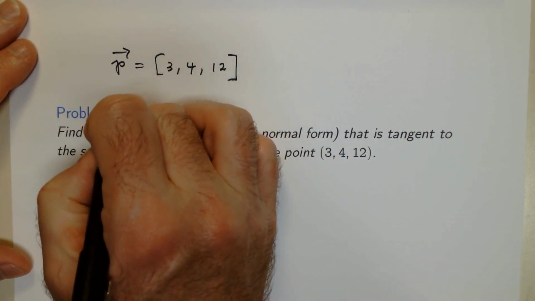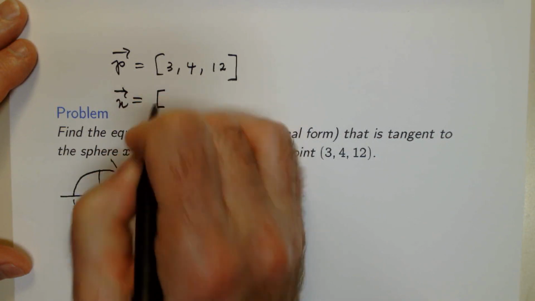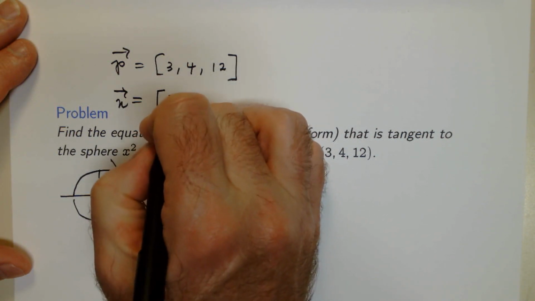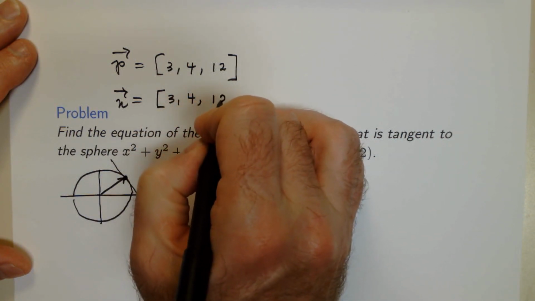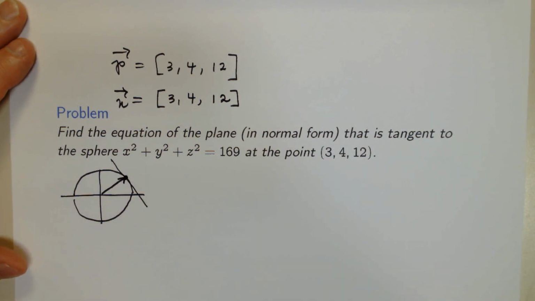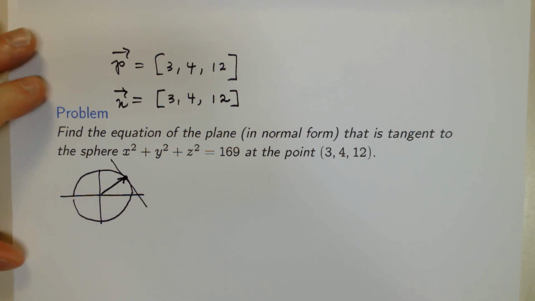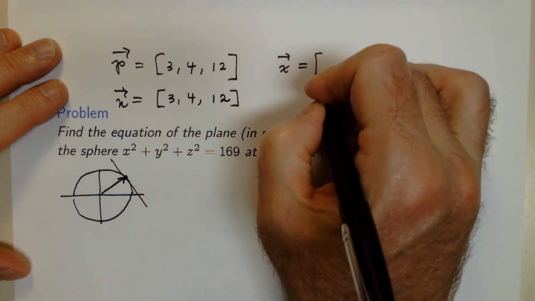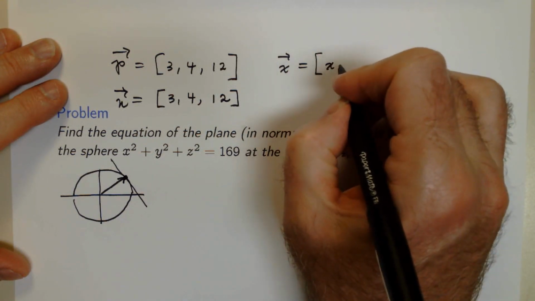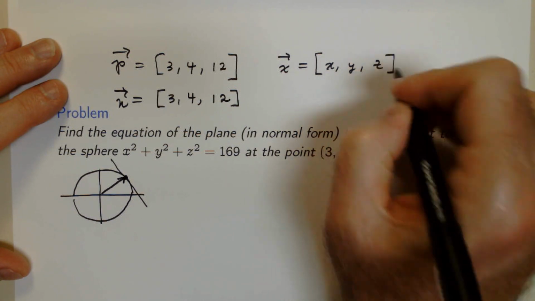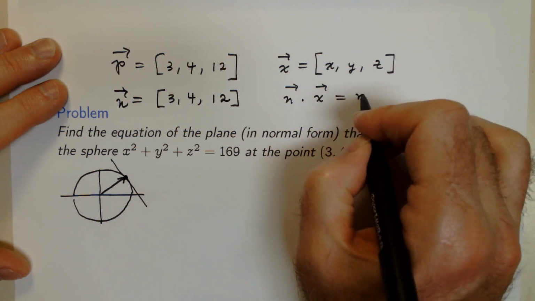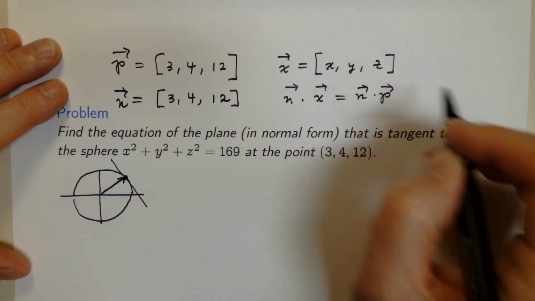So our normal is just going to be the vector that starts at the origin and points to this point. Okay? So that's the data that we need to solve this problem. So now all we have to do is write out the equation n times x equals n times p. Now let's remember our vector x is going to be a generic point, a vector with components x, y, and z. And so we just have to write out the equation n dotted with x is equal to n dotted with p and work out the details.